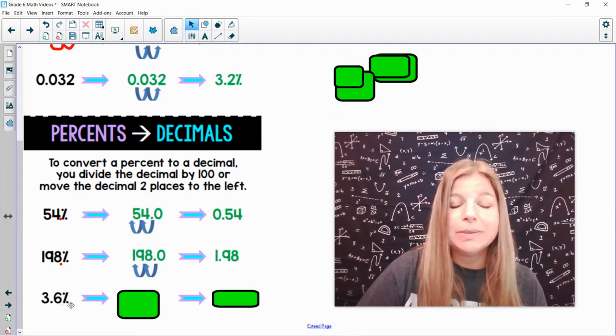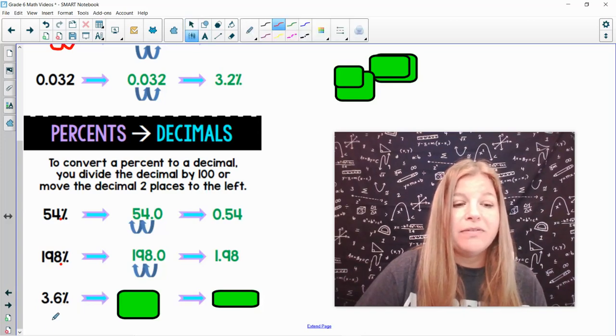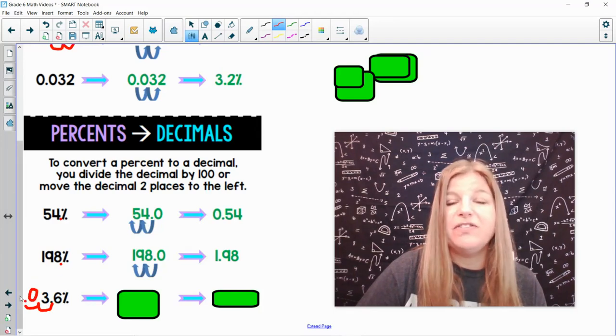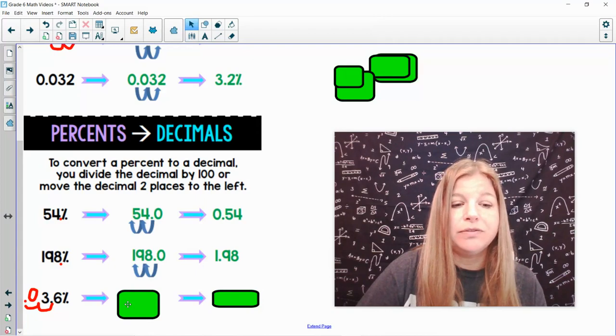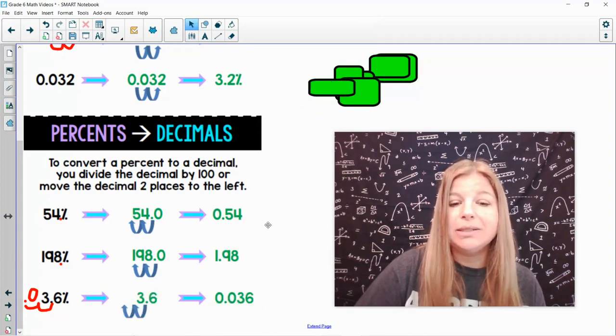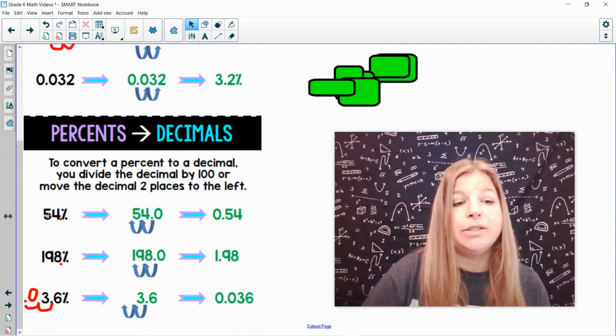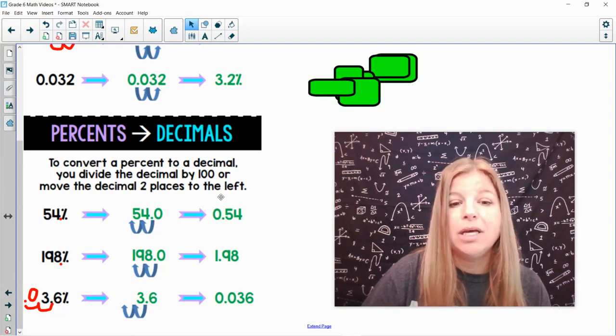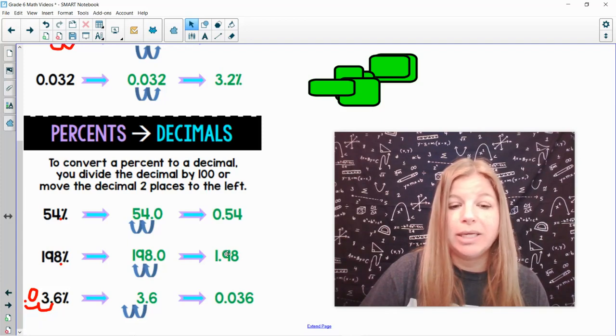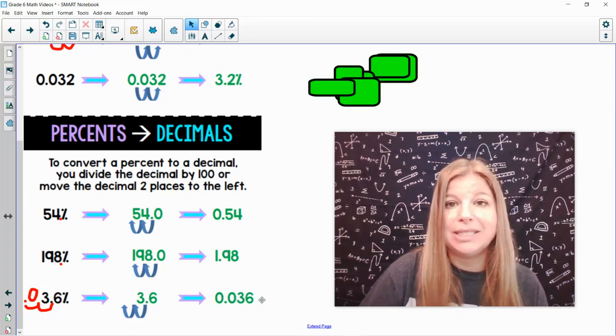Last one, 3.6%. I see my decimal. If I send that over 2 spots to the left, 1, 2, I notice I have an empty space. We know that we need to fill in that 0 as a placeholder for that spot. You can see that empty spot, and I end up getting 0.036. Now, if you want to grab your calculator and do 54 divided by 100, you'll get this decimal. 198 divided by 100 gets you 1.98, and 3.6 divided by 100 will get you 0.036.